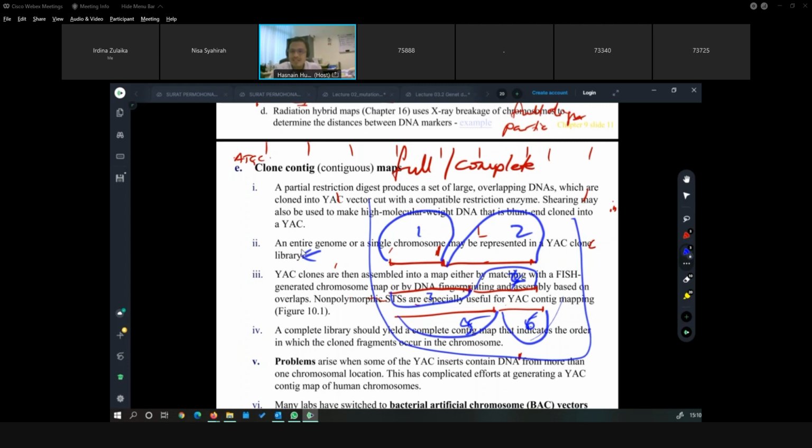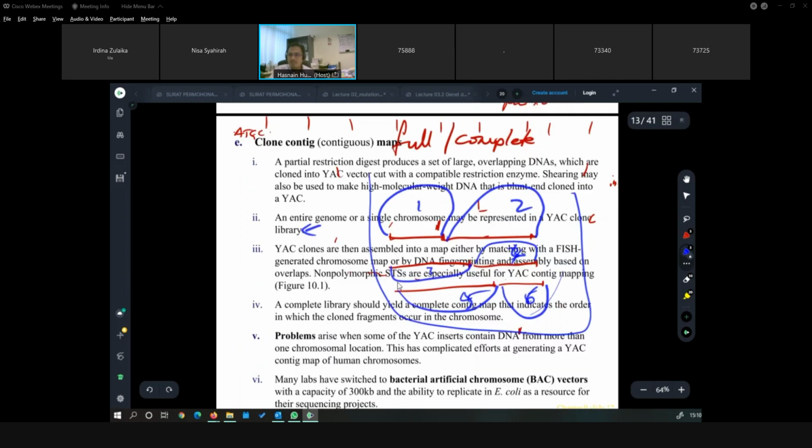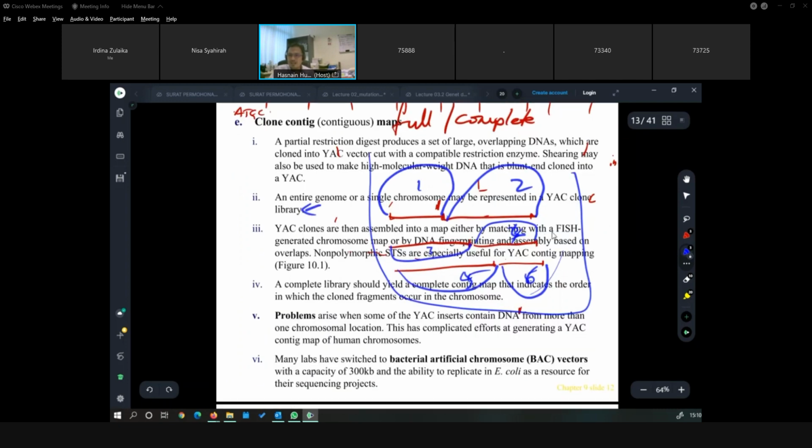Okay, so YAC clones are then assembled into a map either by matching with a FISH-generated (fluorescent in situ hybridization) chromosome map, or by DNA fingerprinting and assessed by assembly. Okay, now I have this information, right?